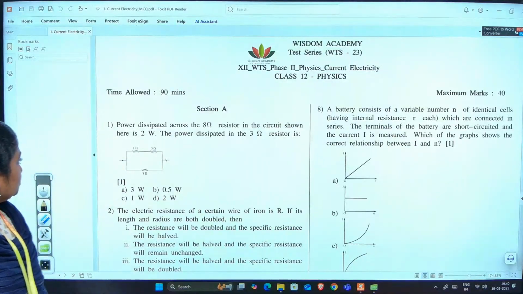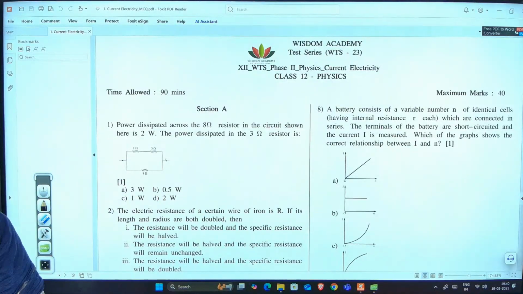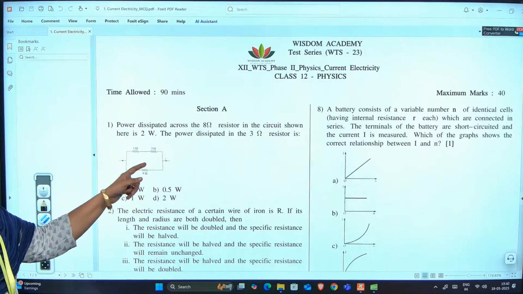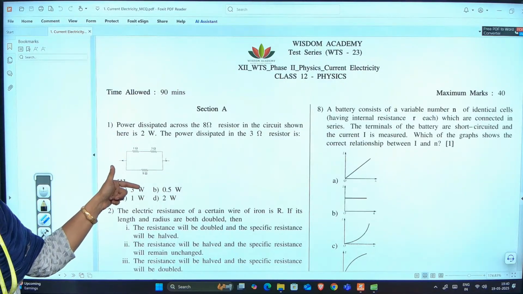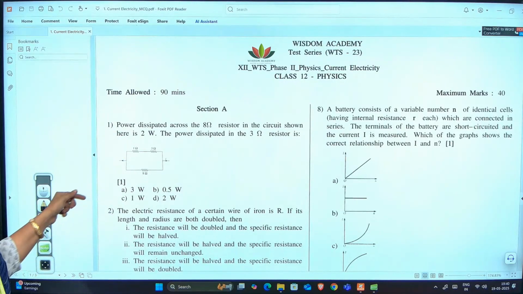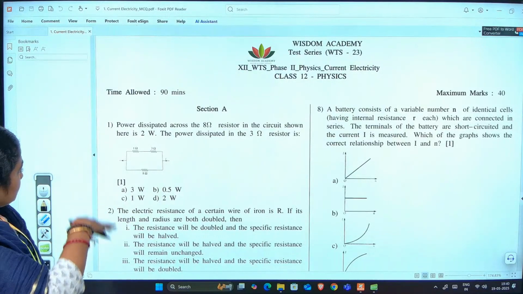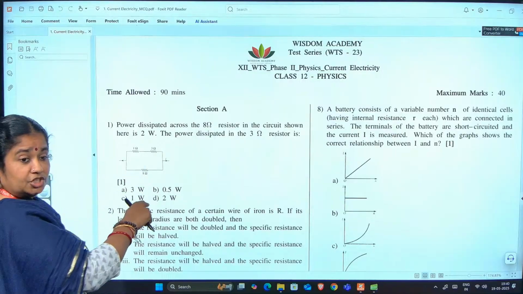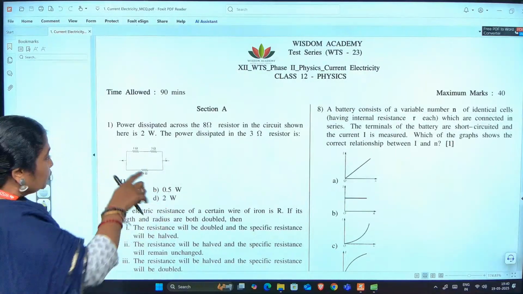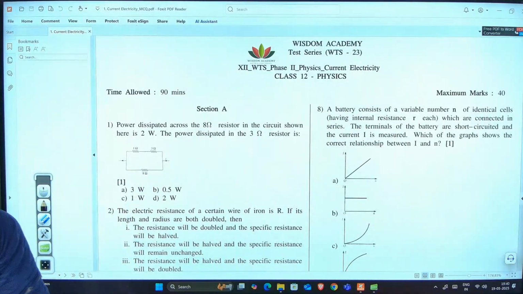Now here, what connection do you have here? Is it a parallel connection or a series connection? 1 and 3 are in series, and the combination is in parallel to the 8 ohm. So what will be constant in both the cases, parallel? The potential across 8 ohm is the same as the potential across 1 and 3. Isn't it?